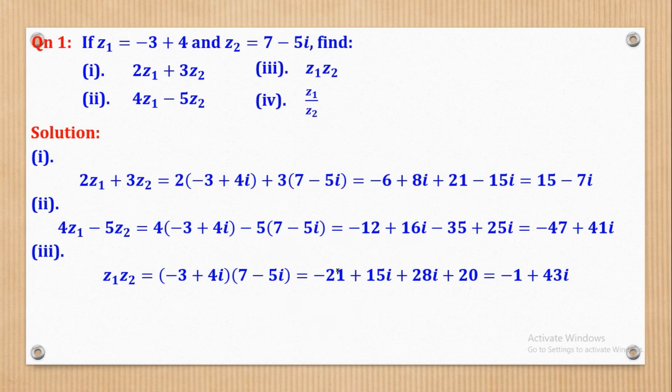Then next is collect like terms. This with this gives you this real part, and this with this gives you the imaginary part, and that's what they wanted. So now we shall go to Roman 4.